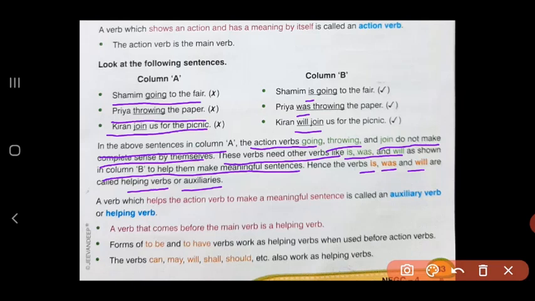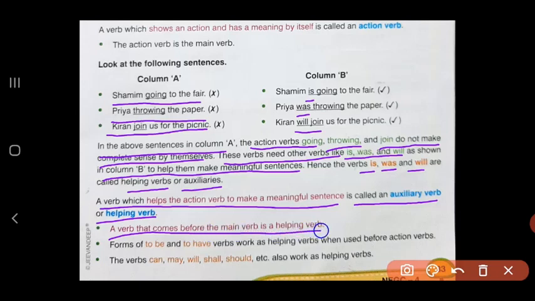So how will you define a helping verb or an auxiliary verb? A verb which helps the action verb to make a meaningful sentence is called an auxiliary verb or a helping verb. A verb that comes before the main verb is the helping verb. So remember this: the helping verb always comes before the main action verb.